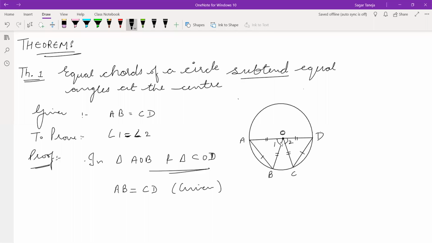Now after that, you can write that AO and OC are equal. AO is equal to CO. And after that, BO and DO are equal. BO is equal to DO. And the reason is the same, radii of same circle.